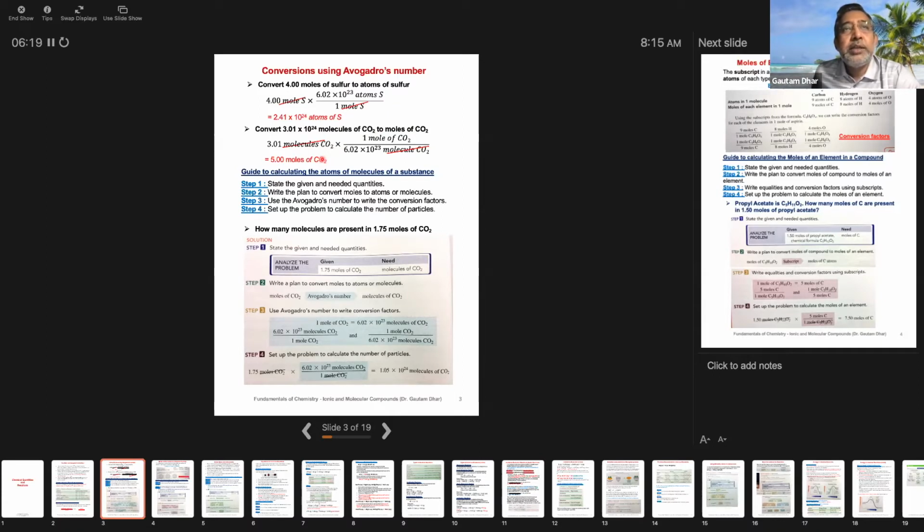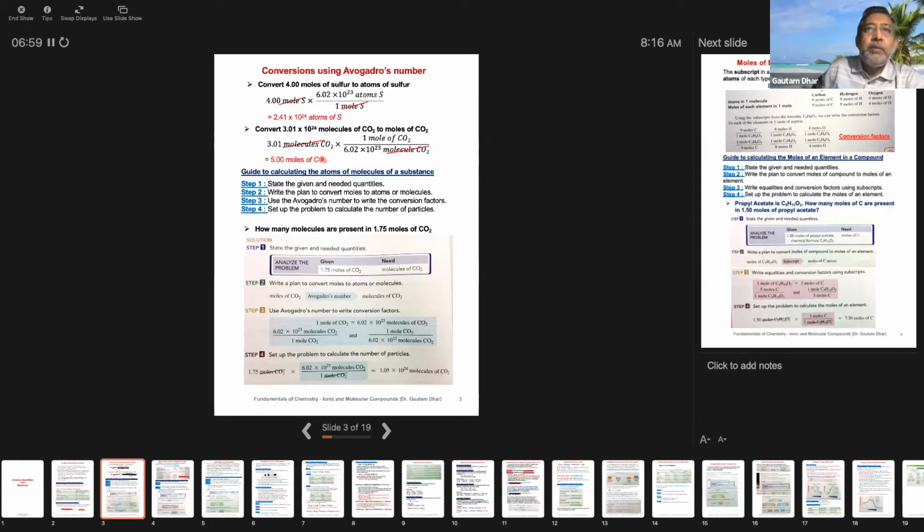So here's a small guide to calculating atoms and molecules. State the given and needed quantities, that is, where you are starting and where you want to go. Write the plan, and convert the moles to atoms. Here you are using Avogadro's number as the conversion factor. If you look at the next problem, that's a similar example: how many molecules are present in 1.75 moles of carbon dioxide?